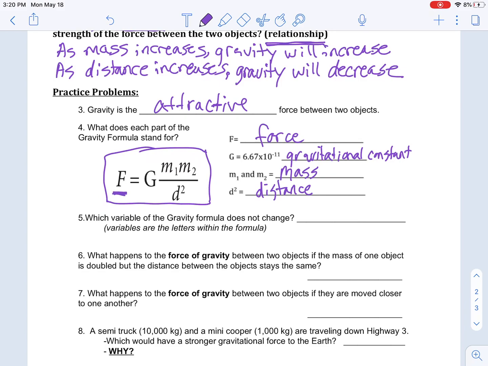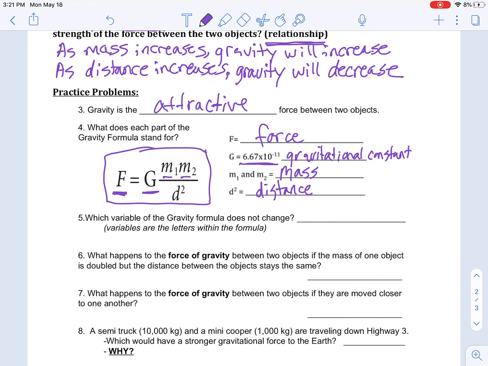Okay, F stands for the force, the pull, or the attractive force between them. This G is called the gravitational constant, and that is just a number that never changes. It's just kind of the way it is. That's the number that they've calculated, and we always use that number when we're calculating the force of gravity. Mass 1 and mass 2 refer to the mass of the two objects that we're calculating the force for. And then D is the distance, and the distance refers to the distance in between the two objects.